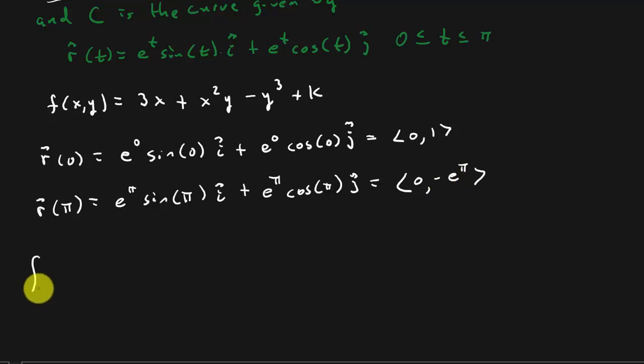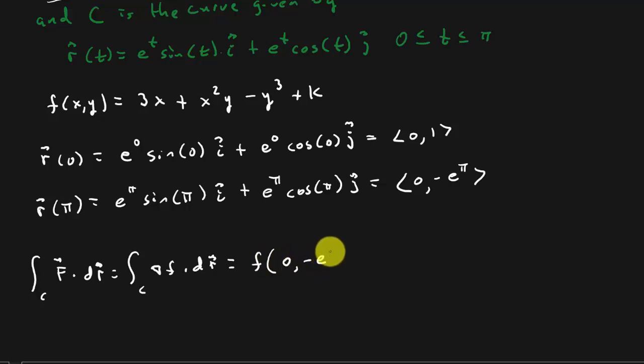So we have the integral over C of F dot dr is equal to the integral over C of the gradient of f dot dr, which is equal to, now remember the very first thing we learned, f of (0, negative e to the pi) minus f of (0, 1).